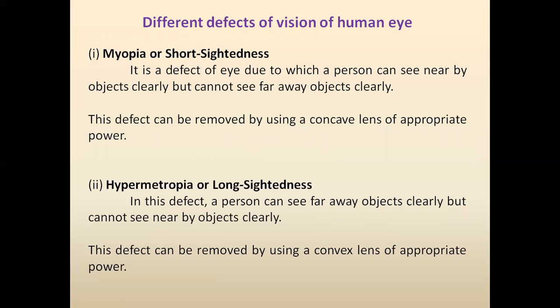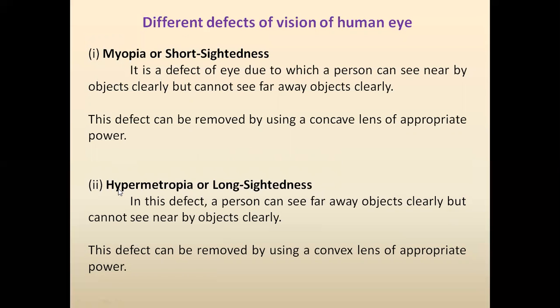Different defects of vision of human eyes. First thing is myopia, which is known as short-sightedness. It is a defect of an eye due to which a person can see nearby objects clearly but cannot see far away. And this defect can be removed by using a concave lens of appropriate power.